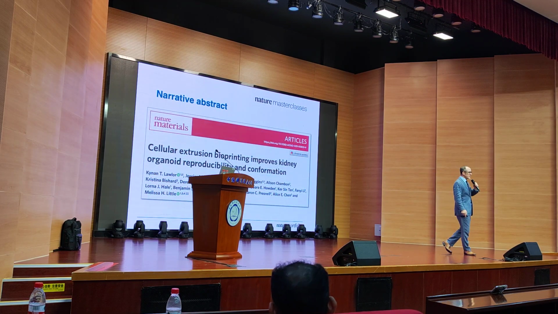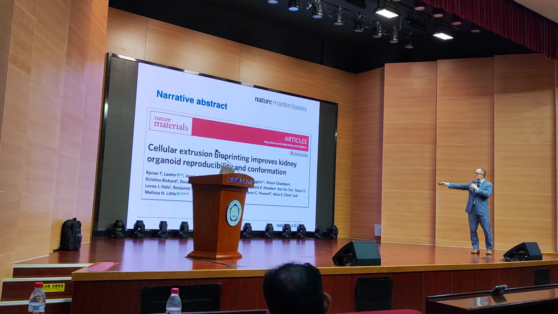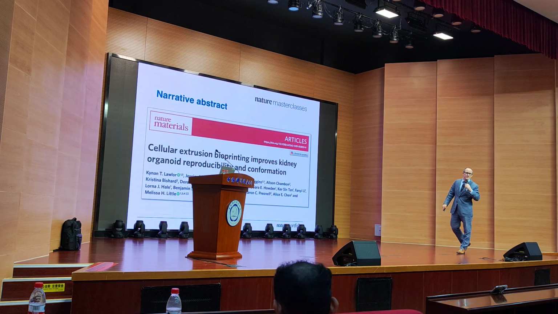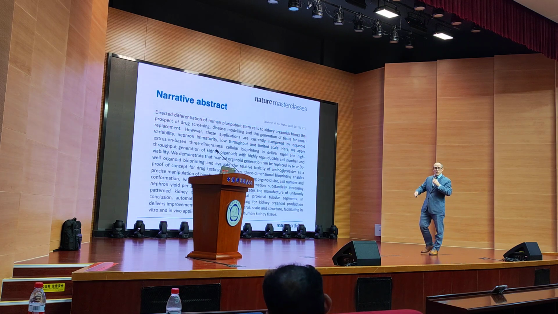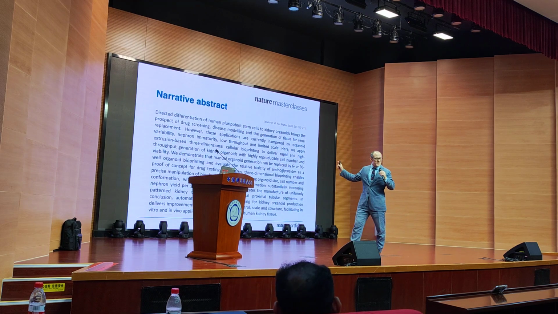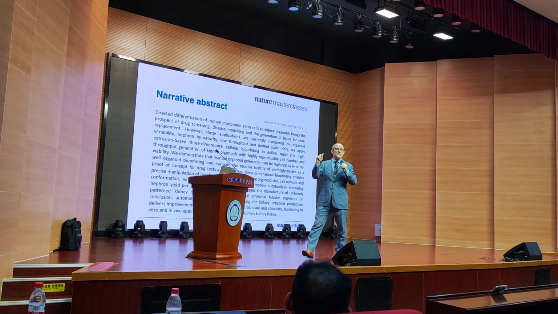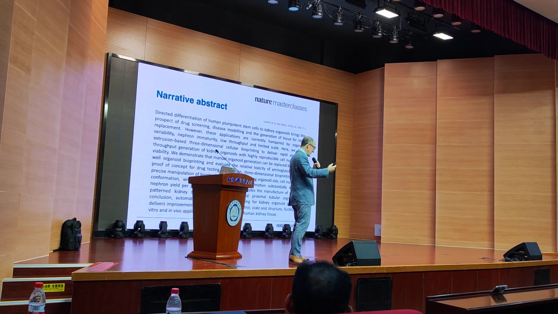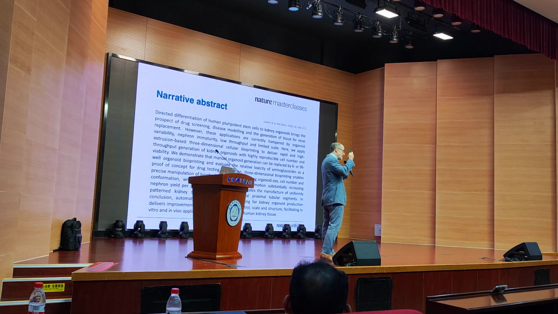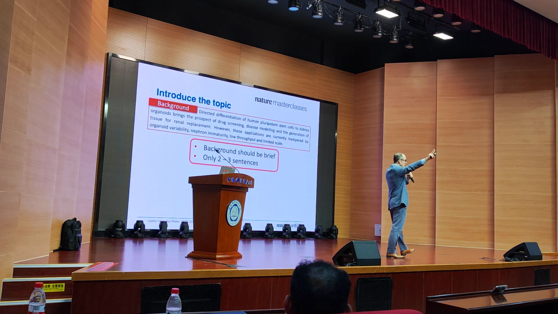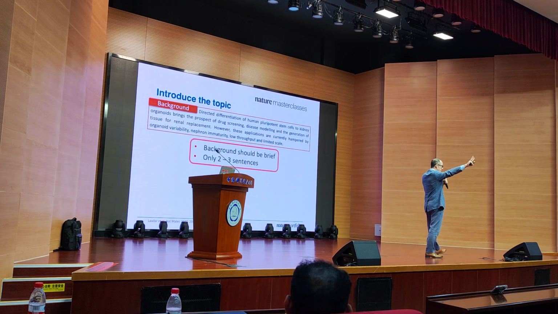Here's a paper we published in Nature Materials. Cellular extrusion bioprinting improves kidney organoid reproducibility and conformation. And here's the abstract, written just as a block of text. But even though it's written as a block of text, it contains all 4 of those key sections. Because hopefully they wrote it with each section in mind. So just first write your background. I recommend limit it to 2 sentences, no more than 3.